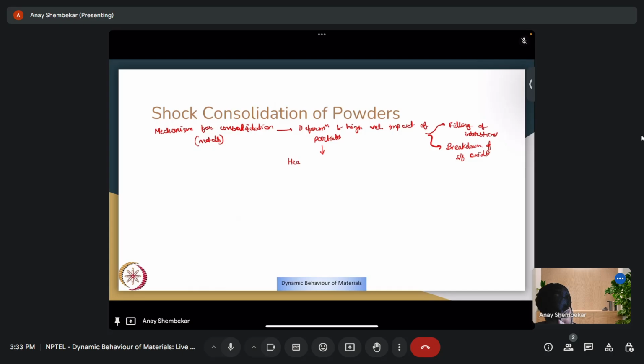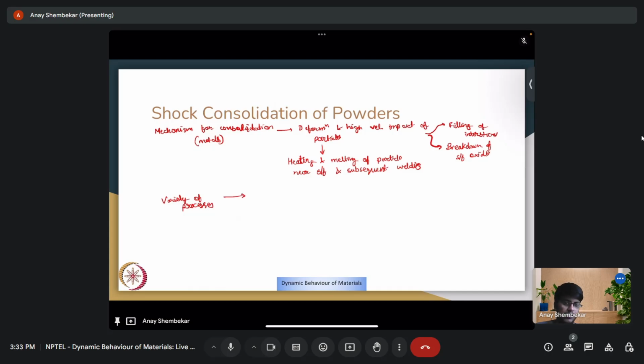Here, heating and melting of particle near the surface and your subsequent weld. You have a variety of processes involved that make use of this.